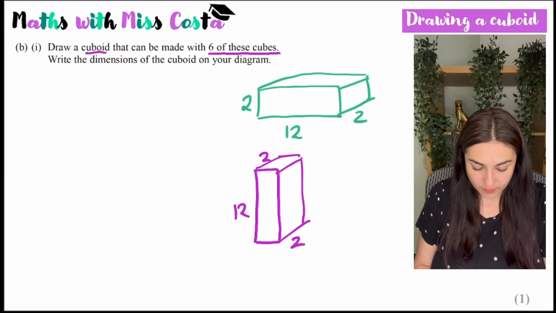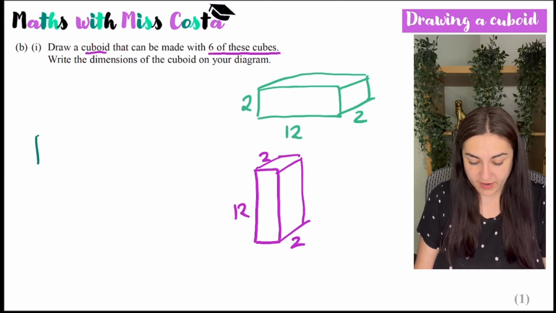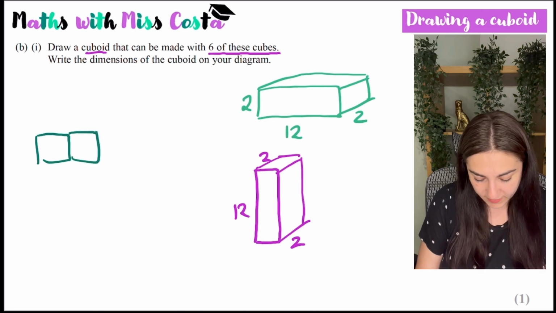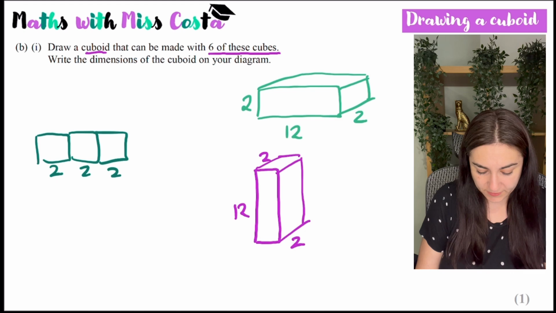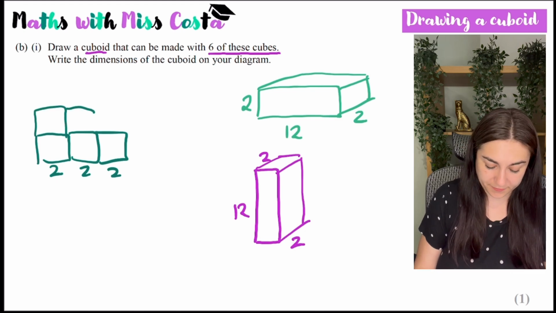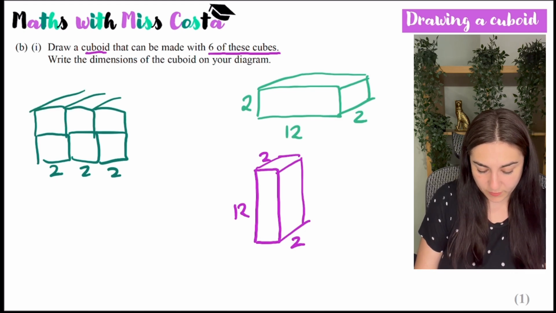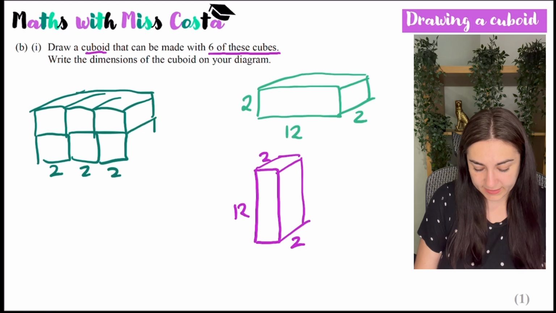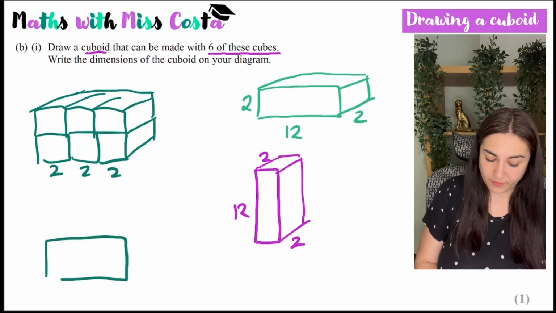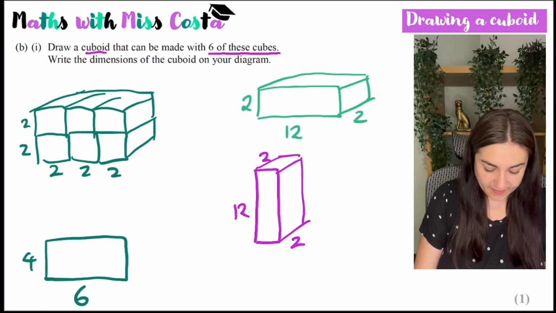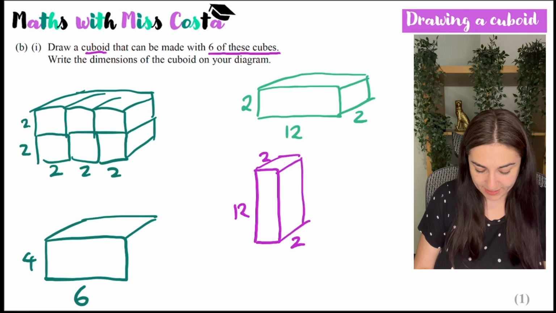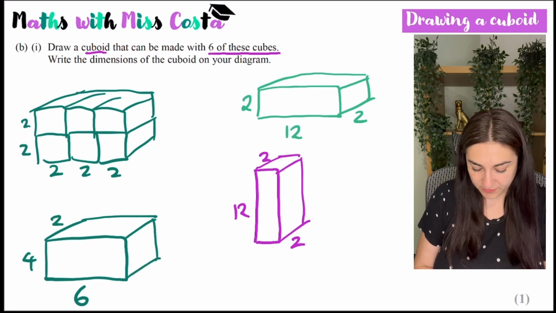Or I could decide to chunk them on top of each other. So I've got 1, 2, 3 down here. So 2 lots of 3. And then I could put them on top of each other like that. So it forms a cuboid that looks like this. So if they're all 2, that means that the base would be 6. There's 2 lots of the cubes here, so that would be 4. And the dimensions are still 2.